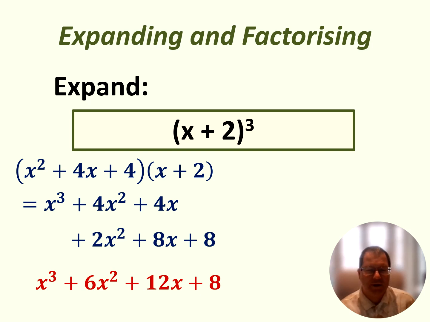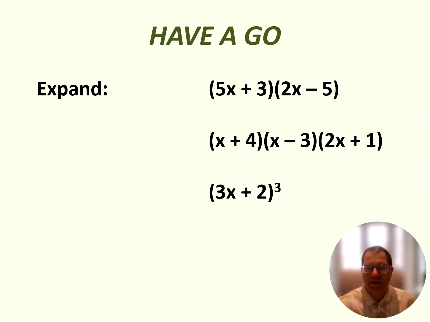And rather than writing out in a single line, I've actually put in columns each of the different powers of x. So x cubed is on its own, but we've got a 4x squared and a 2x squared in the second column. We've got a 4x and an 8x in the third column, and then a plus 8 also on its own, giving us a final answer when we add them together of x cubed plus 6x squared plus 12x plus 8. Please pause the video and try these questions yourselves. The answers will be revealed on a different PowerPoint presentation.